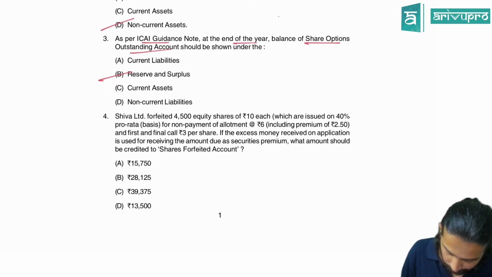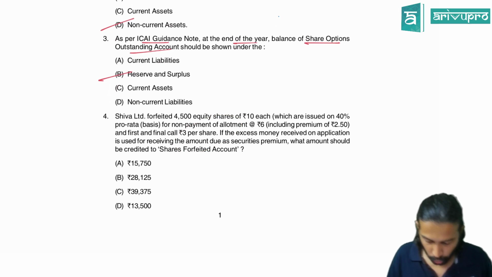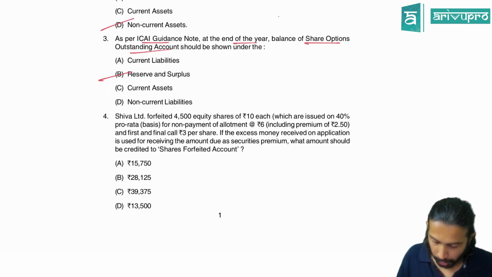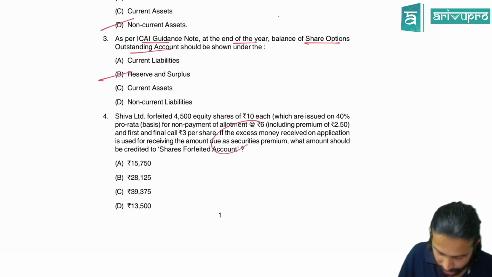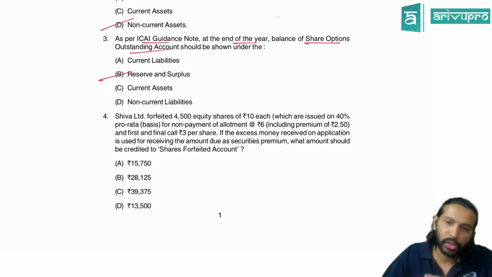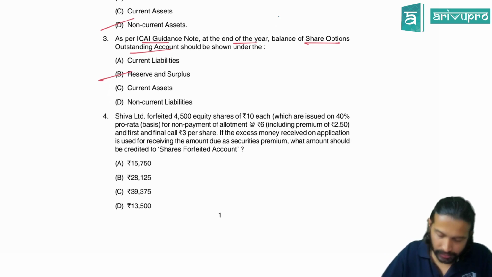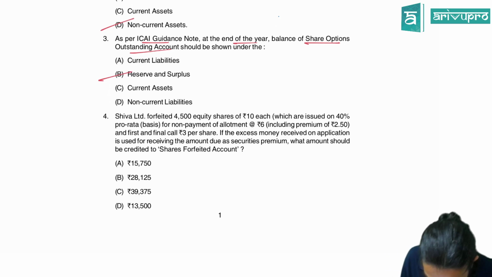Question number 4. Let's read this question. This is on forfeiture, share forfeiture. First, we'll read the question. We have also put up a chart for every chapter. I'll show you the chart so that you'll be able to recollect the concepts. Then we will do this question.